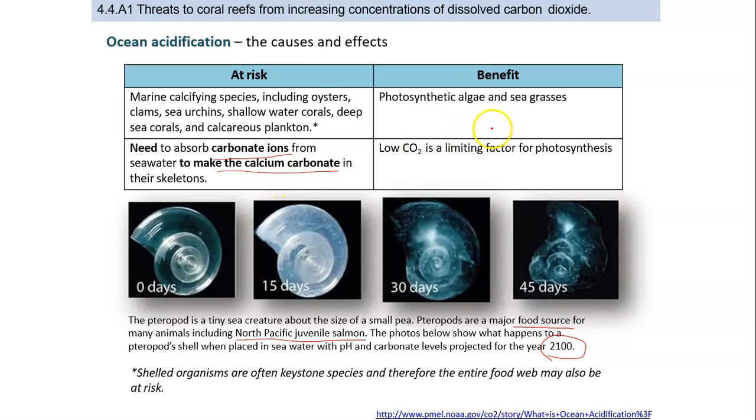What are the benefits of increasing the level of carbon dioxide? It is beneficial for photosynthetic algae and seagrasses, because CO2 is the reason for doing photosynthesis, and it's the limiting factor. By increasing the level of carbon dioxide, photosynthesis also increases.